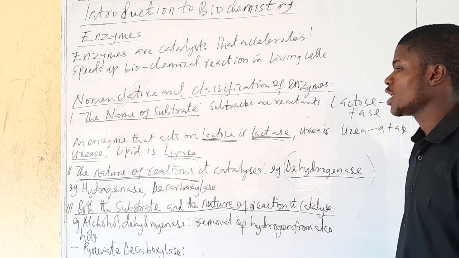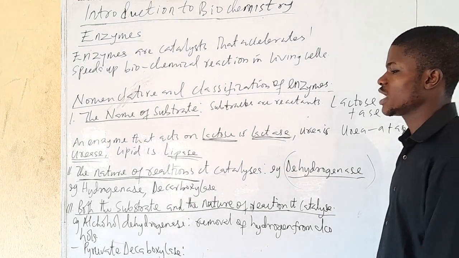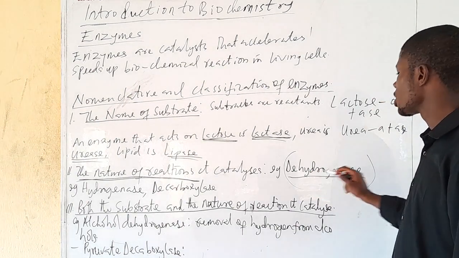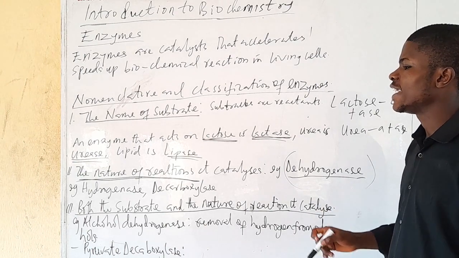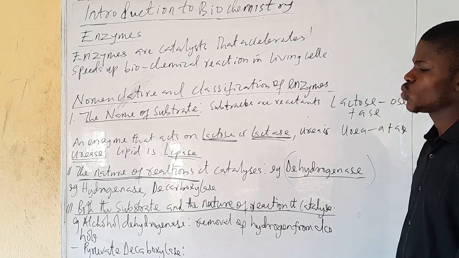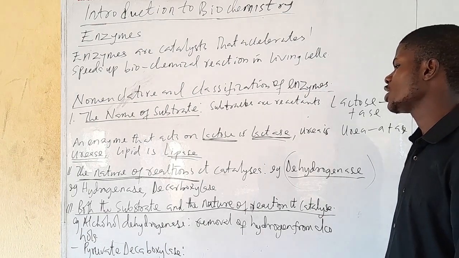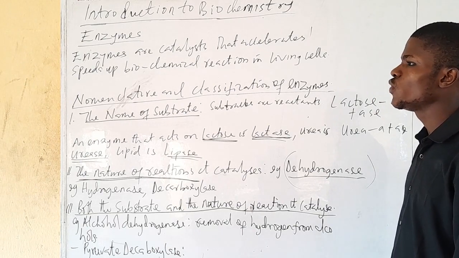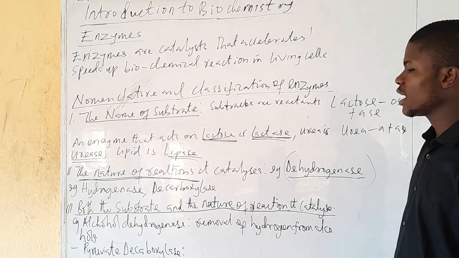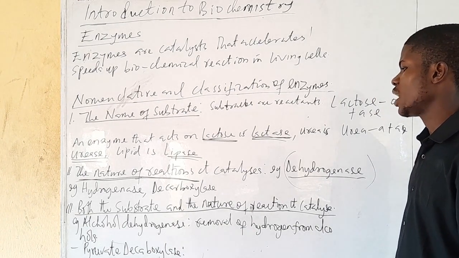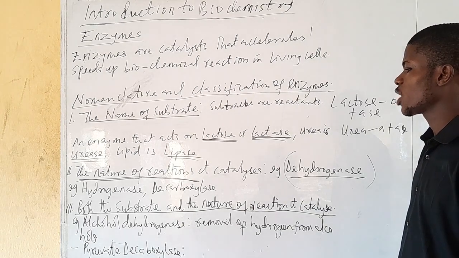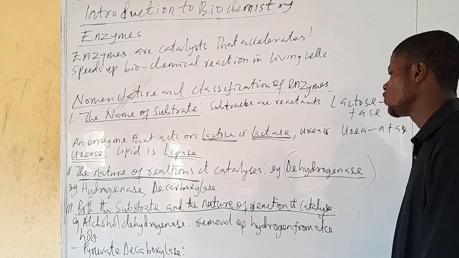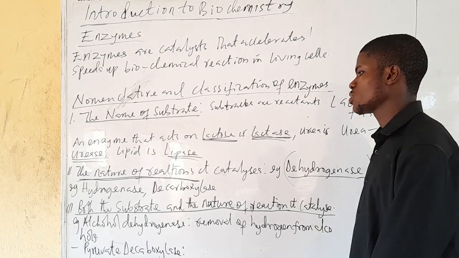The next one is hydrogenase. Hydrogenases are enzymes that add hydrogen to molecules. Another one is the decarboxylase. These are enzymes that remove carboxyl groups from what? From molecules.